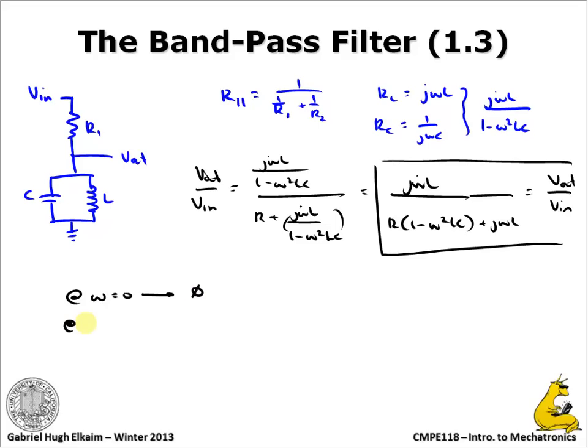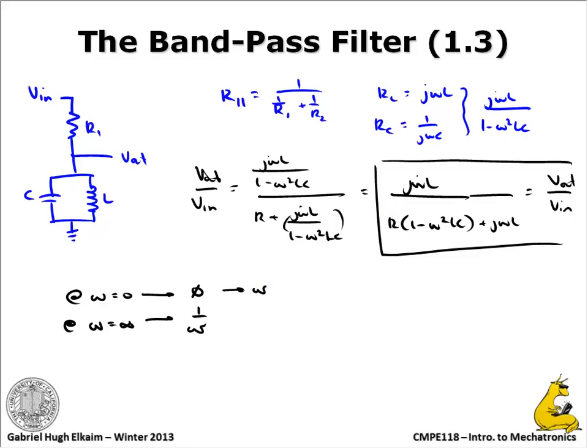At omega equals infinity, this looks roughly like 1 over omega, because these kind of cancel out. What's left is I've got an omega in the numerator and omega squared in the denominator, so it's going as 1 over omega. And for low frequencies, it looks roughly like an omega. If omega is small, it looks roughly like omega because R dominates the denominator.